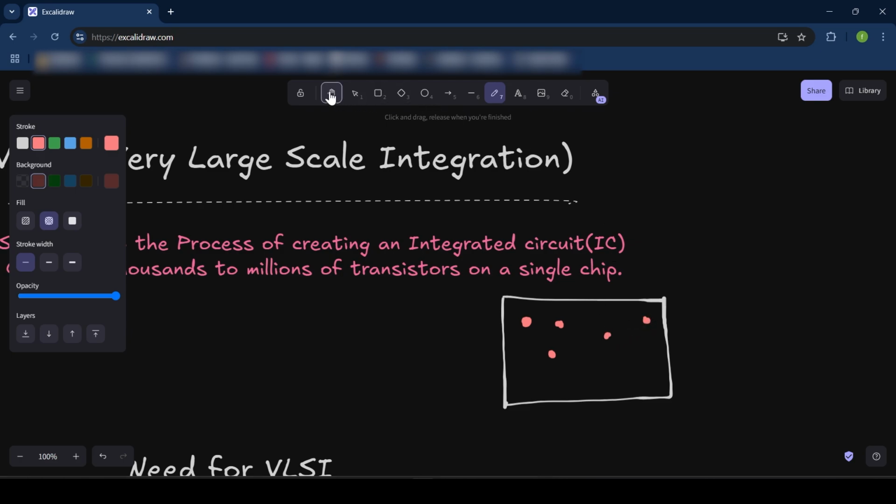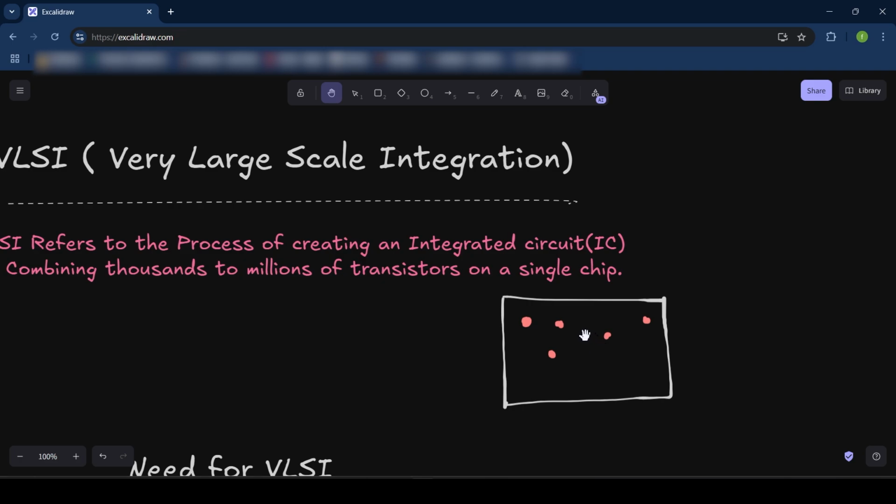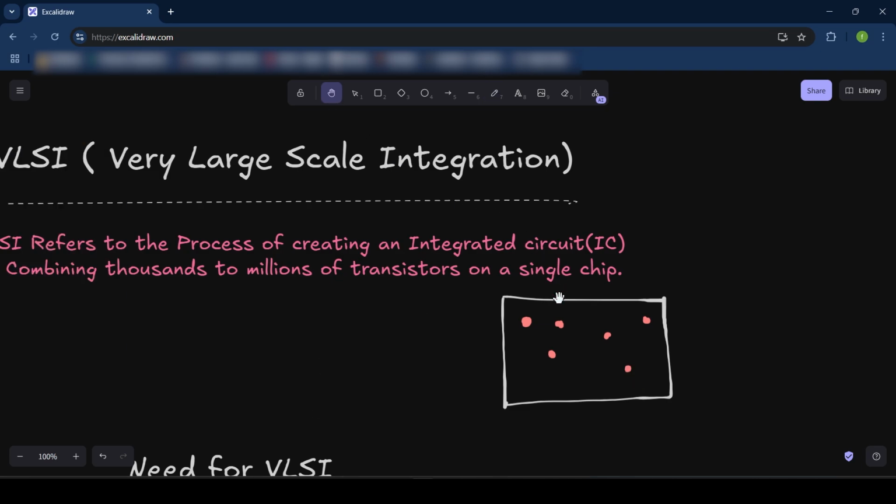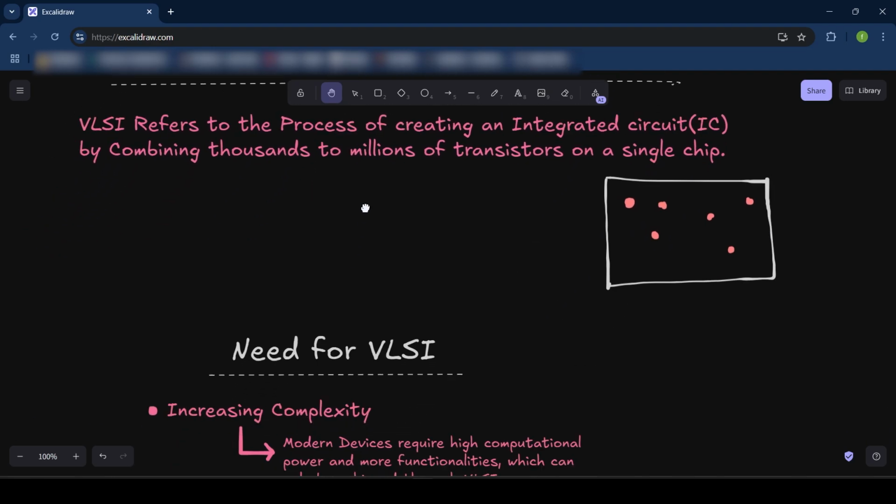I'm not talking about 100, 200 or 300. I'm talking about thousands or millions. So you can imagine what millions means. As you know, a single transistor only has limited functionality, so if we have millions of transistors, imagine how advanced that chip would be. Now let's see the need for VLSI.